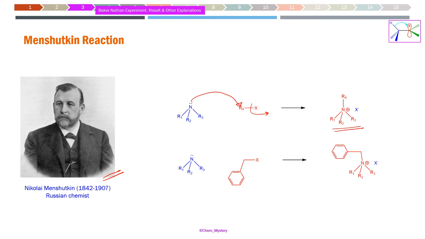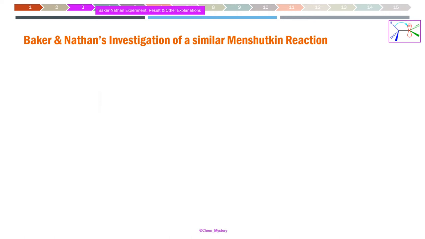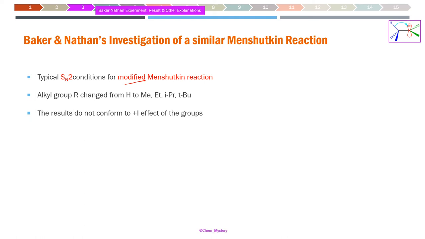The reaction was modified: rather than taking an alkyl halide, we can also take benzyl halides. Benzyl halides can undergo SN2 reactions very easily because of stabilization of the transition state, and we ultimately get these kinds of products. In a similar reaction, for the reactivity of the benzyl halide, rather than taking 3-degree amines, Baker and Nathan replaced that with pyridine. And we see here that reaction in which SN2 reactions take place as per the Menshutkin reaction. If you modify that Menshutkin reaction a little bit, we get a reaction which is similar to the Menshutkin reaction itself.